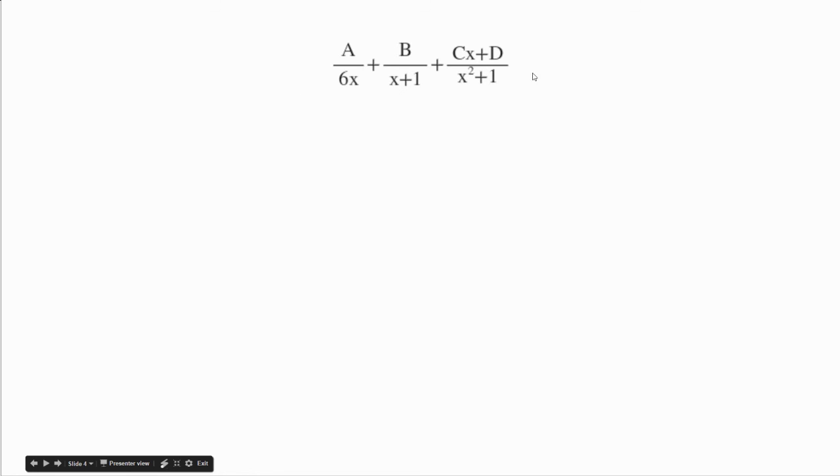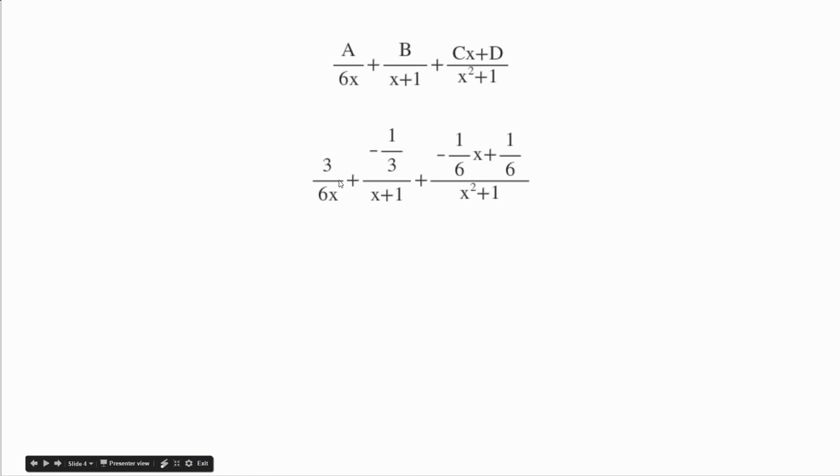And so this is our original partial fraction decomposition, and we're just going to input what we know for a, b, c, and d. That's going to give us 3, which is a, over 6x, plus negative 1/3, which is b, over x plus 1, and then negative 1/6 for c and 1/6 for d. So you have negative 1/6 x plus 1/6 over x squared plus 1.